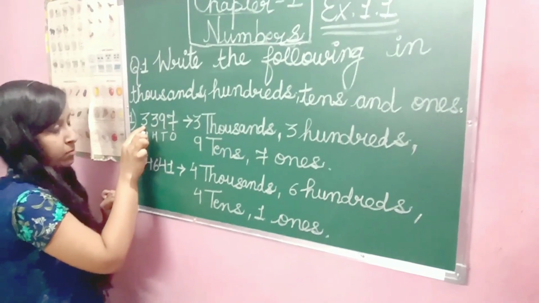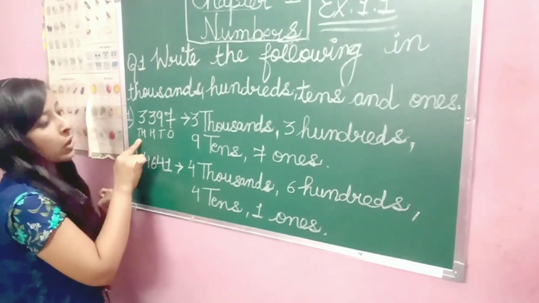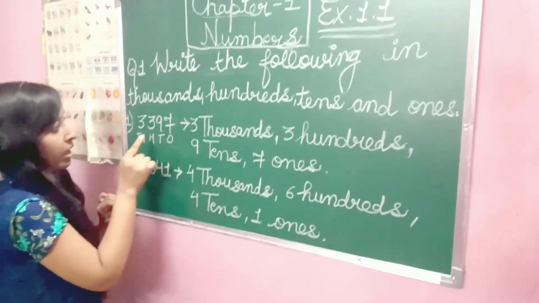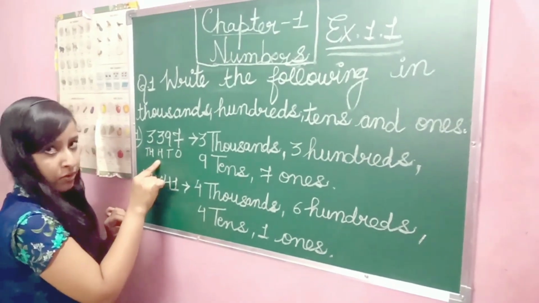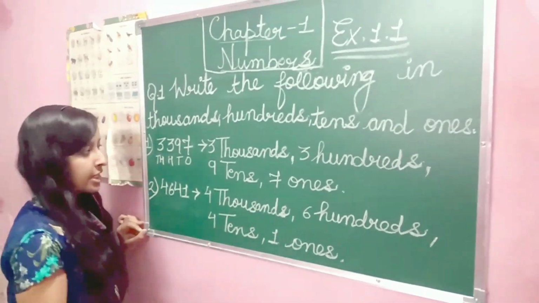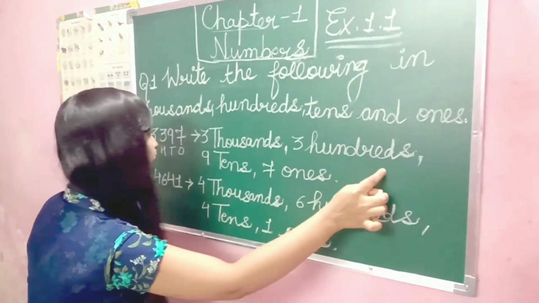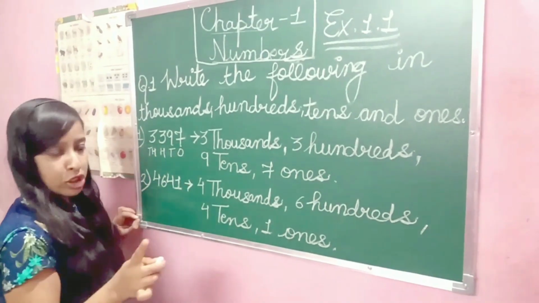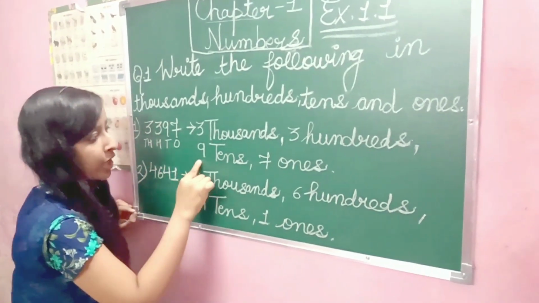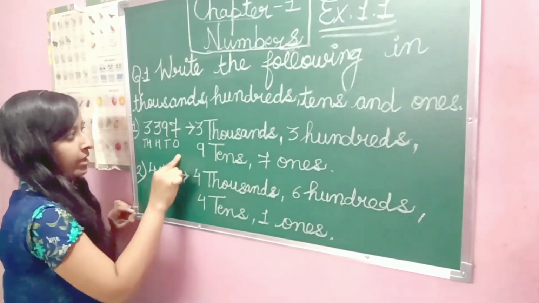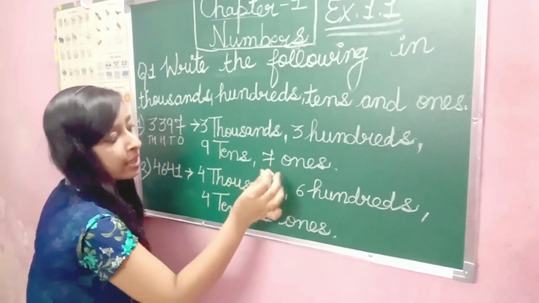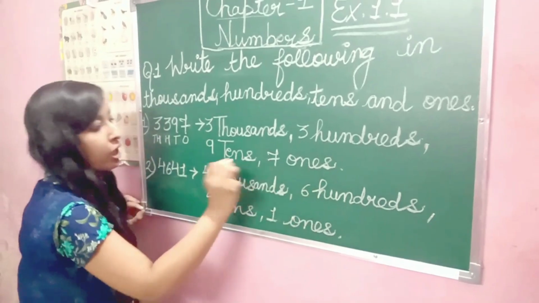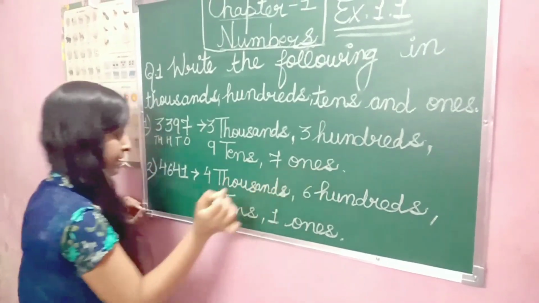Now what you have to do? 3397. 3 is at which position? It is at the thousands place. You have to write 3000s. Now 3 again, 3 is at which position? It is at the hundreds place. So you have to write 300s. 9 is at which position? At the tens place. So you have to write 9 tens. 7 is at which position? It is at the ones place, right? So you have to write 7 ones.